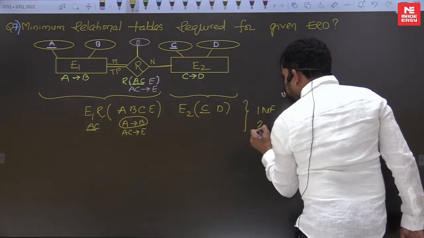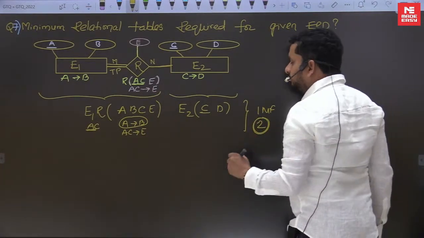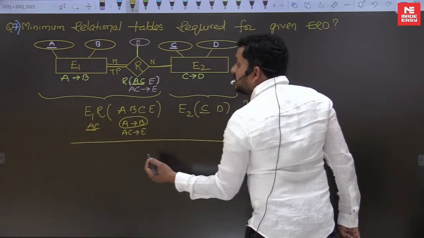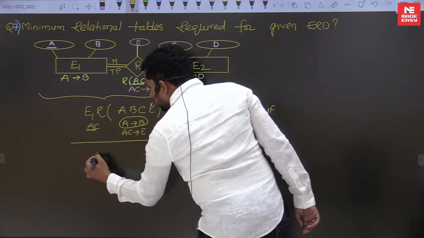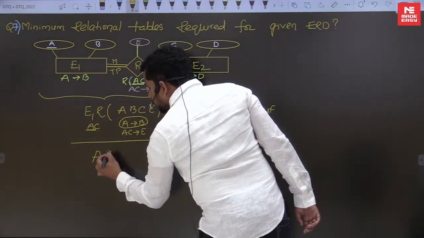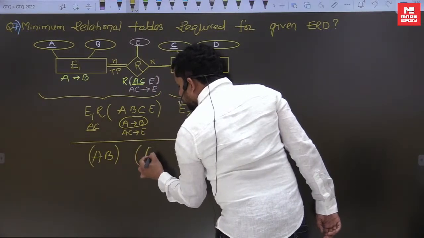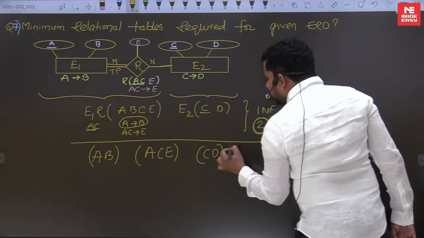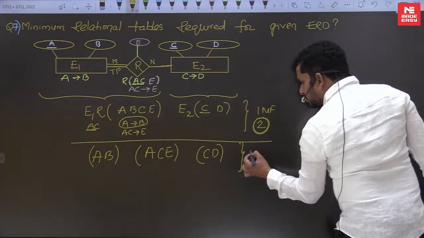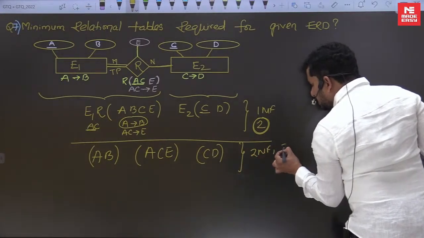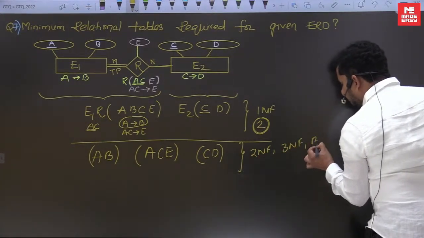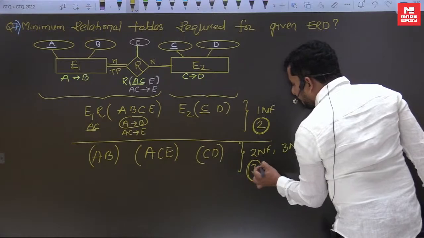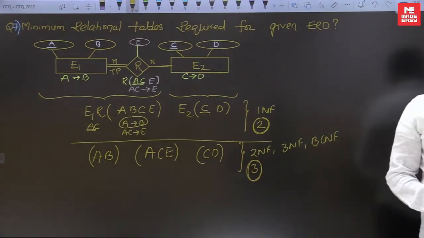For 1NF, minimum 2 tables. But if you want 2NF or 3NF as well as BCNF, you have to decompose further. So in that case, E1 entity set AB should be separate, the relationship ACE should be separate, and E2 entity set CD attributes should be separate. Then for 3NF or BCNF, minimum 3 tables required.